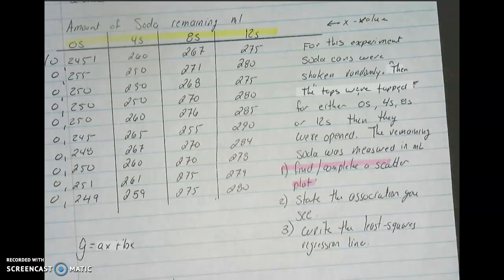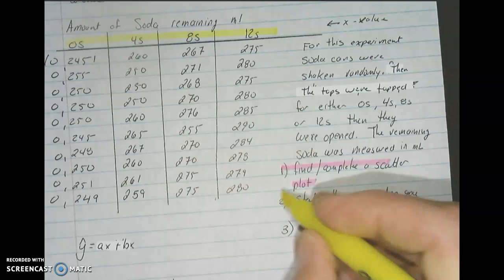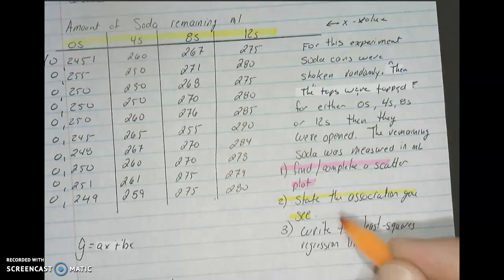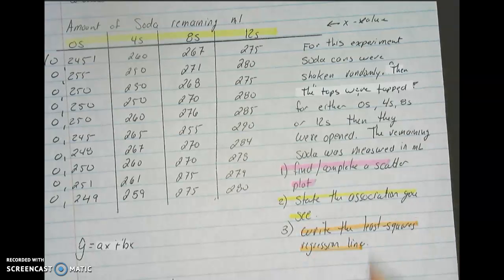and then you're going to state the association that you see, okay? And then we're going to write our least squares regression line, okay? And so hopefully the majority of it will be a review for you. And if not, we'll get you so that you can take your notes and everything will be just fine, okay?